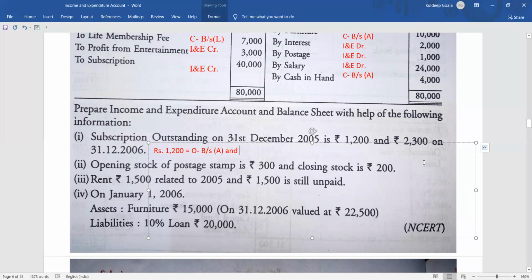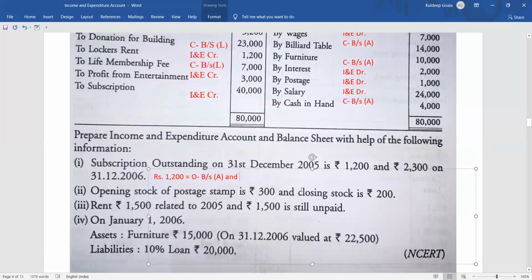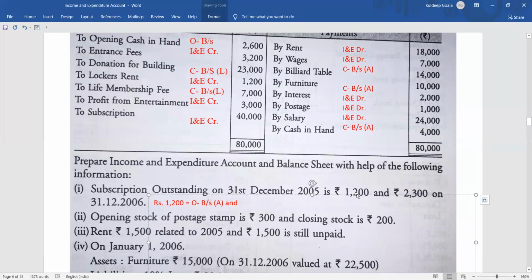Okay, it will be deducted from this year's subscription, because since it was last year's outstanding, that means we have received this year. As well as we can see that there is no information given about how much amount of subscription we have received from last year. So it is obvious that whole of amount of 1200 we have received, so it will be deducted from the subscription in the income and expenditure account. Okay, this is the portion, right?